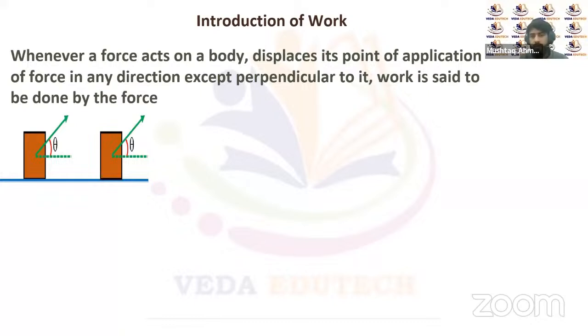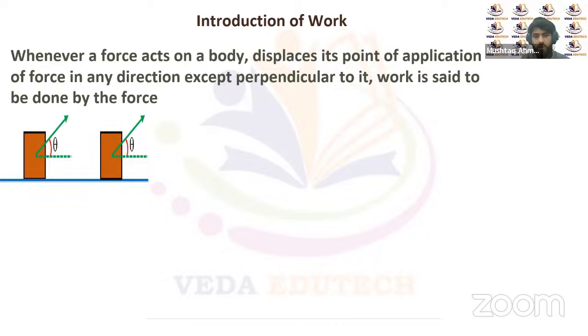So today we'll be starting the new unit, that's work, energy, and power. We discussed Newton's laws of motion, right? We discussed force. Now we will discuss the work done, the work done by the force. First of all, we'll be discussing work, then energy, and at last we'll discuss power.